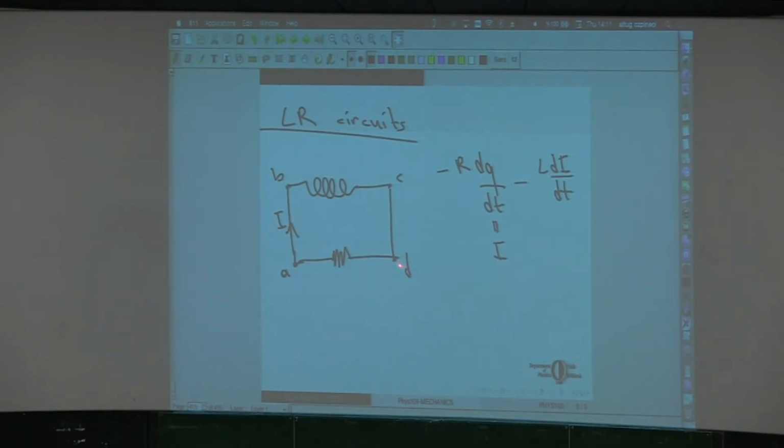I started here as I went following this current. As I went across the resistor, I lost this much energy. As I went across the inductor, I gained this much energy. The net change in my energy of a unit charge per unit time should be 0. Any questions on this one about the signs?